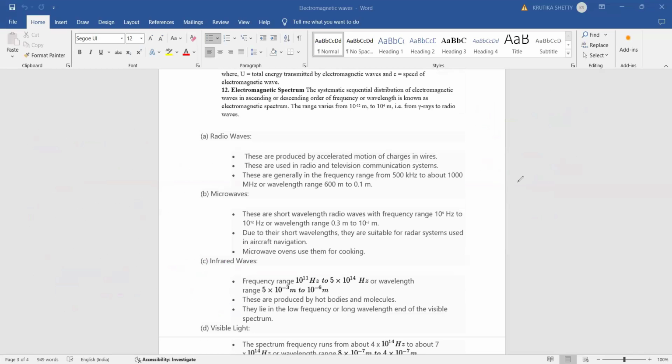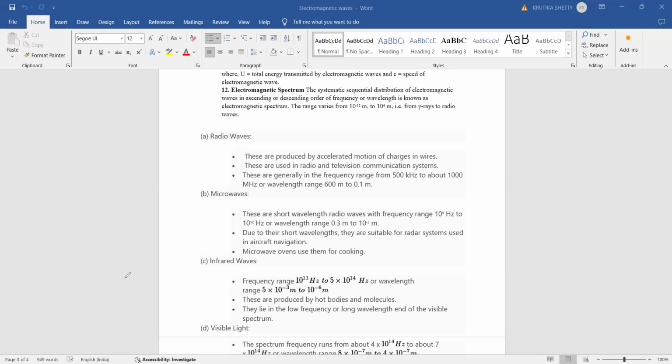So in the microwaves, what you are observing, the microwaves are having the wavelength range 10 raised to 0.3 to 10 raised to minus 3 meter. 0.3 meter to 10 raised to minus 3 meter. This is the wavelength. Similarly, the frequency is also given, 10 raised to 9 hertz to 10 raised to 12 hertz. This is regarding the frequency.